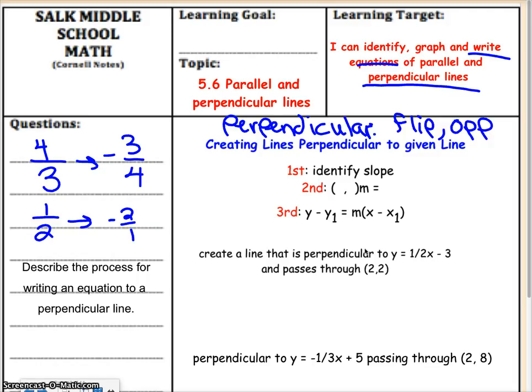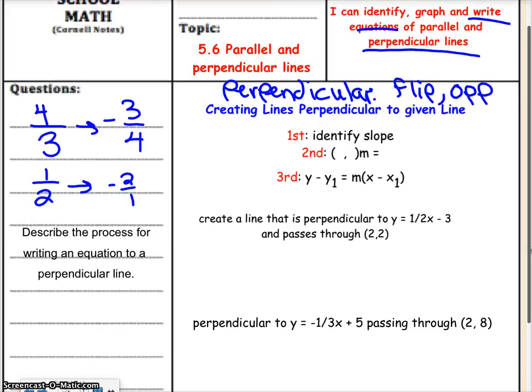So, 3 steps, nothing new. Definitely something we want to be masters at though. First step is identify slope. That's like what I just did right there. I said, okay, this is what my slope would be. Second, you have this little point and slope skeleton, I guess you could call it, where you just kind of fill in the blanks. And third, you use point slope form.